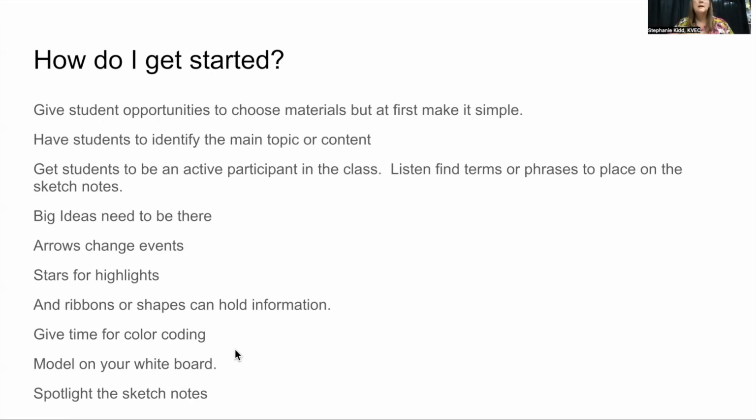The other thing is, get the students to be active participants in the class. Listen for finding terms and phrases to place on your sketch notes. So we're just getting it started.